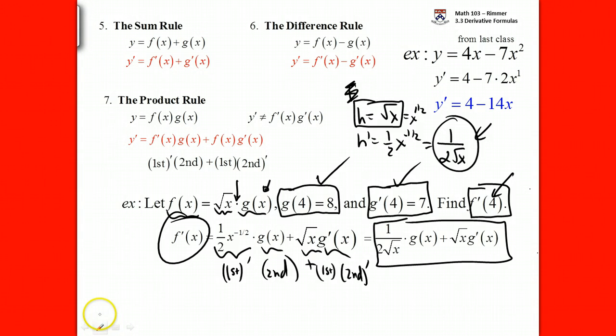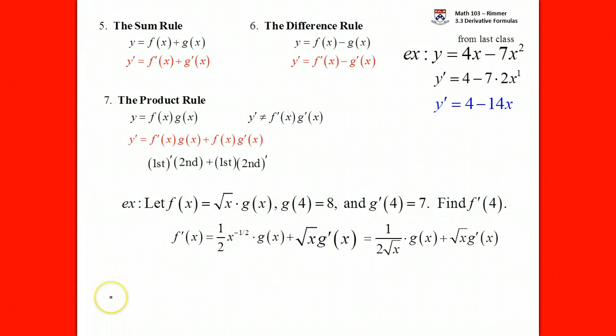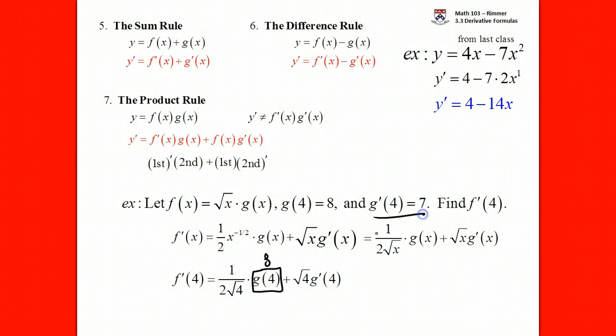Okay, every place you see an x, you're going to put a 4 in. So I know that the root of 4 is 2, but I'm just going to, every place I see an x, I'm going to replace it with a 4. So all my x's are now gone, and I have a bunch of 4's in there. And it's my job to answer this question, knowing that g of 4 is 8. Knowing that g prime of 4 is 7. Those are my unknowns, and the rest of this I know.